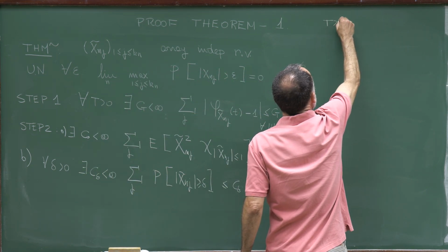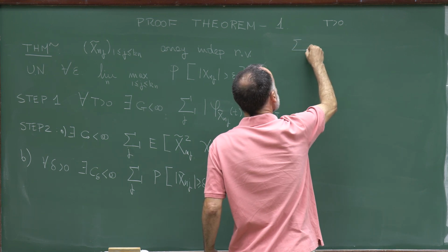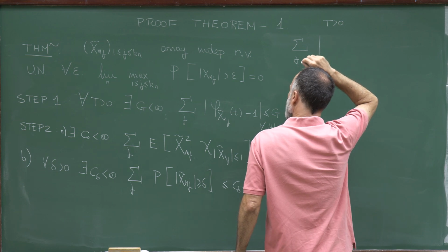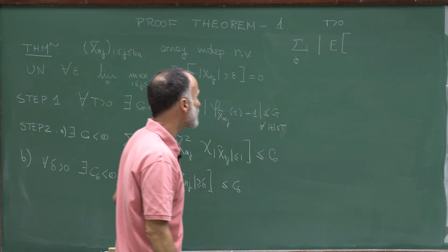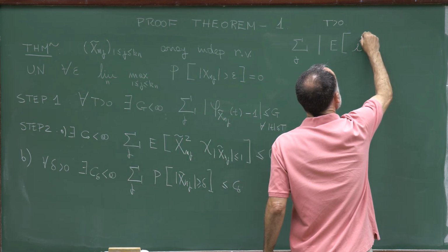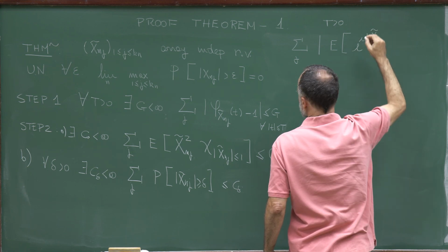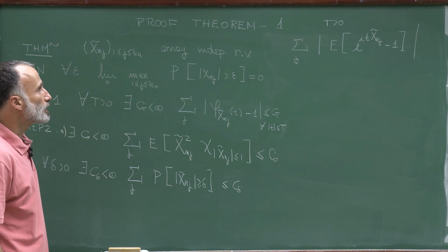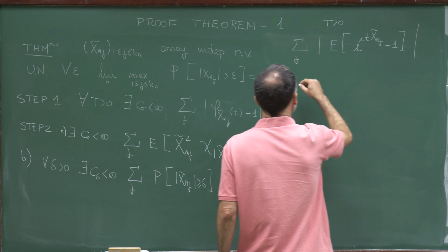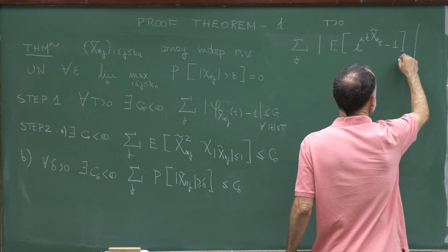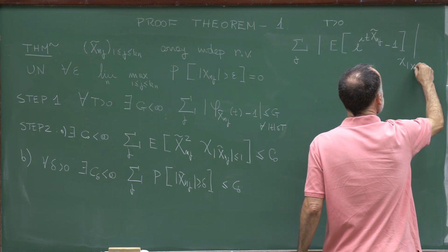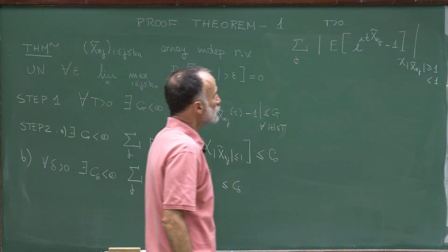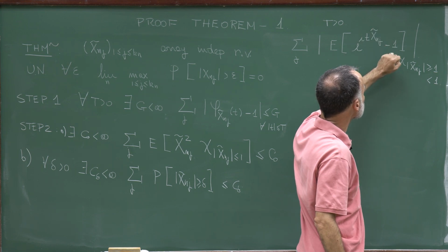Let's fix T positive, and now I want to estimate this sum. So in this sum, I will just rewrite it in terms of expectations instead of integrals, so this is the expectation of exponential of i t x̃_nj minus 1. So this is what I need to bound. And for that, I will divide this expectation in two pieces. The piece in which x̃_nj is larger than 1, and one in which it is smaller than 1. So I introduce this indicator function. So this is a sum of two terms.